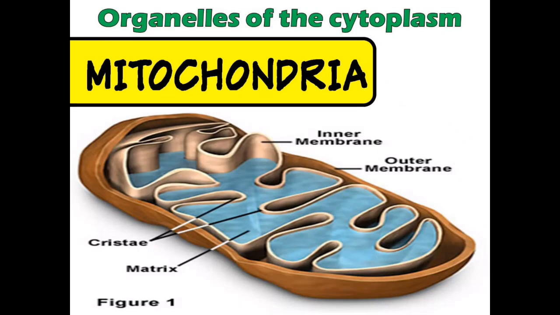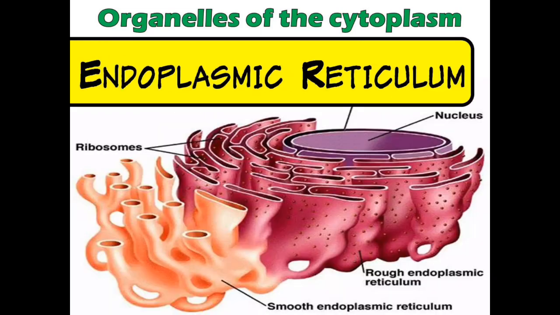Mitochondria is one of the organelles of cytoplasm. It is the powerhouse of the cell, site of production of energy. Endoplasmic reticulum, a folded membrane that contains a network of tubes that act as the passageways of materials.